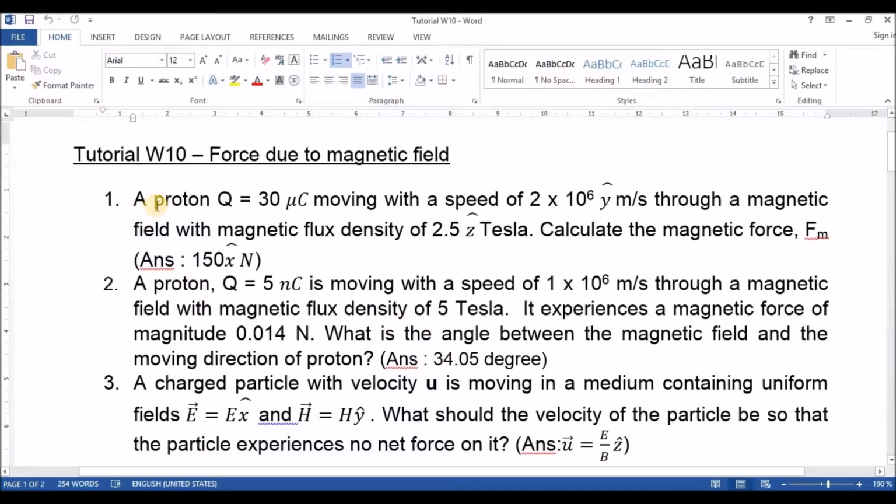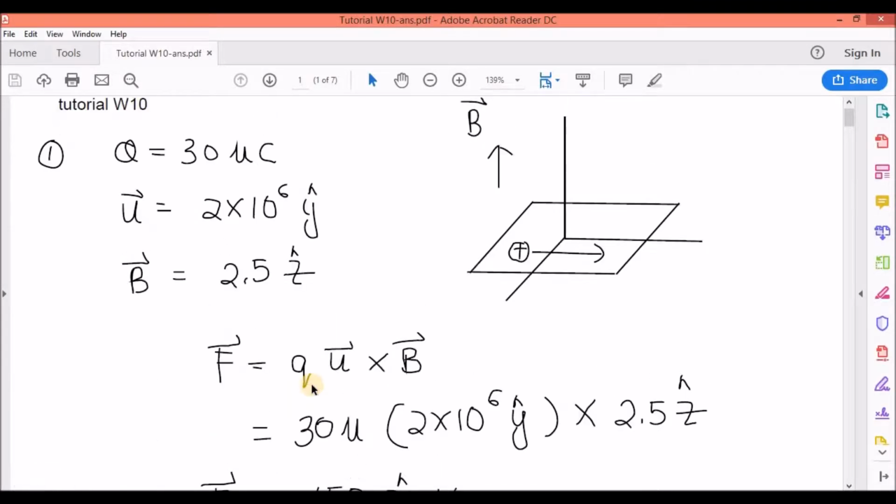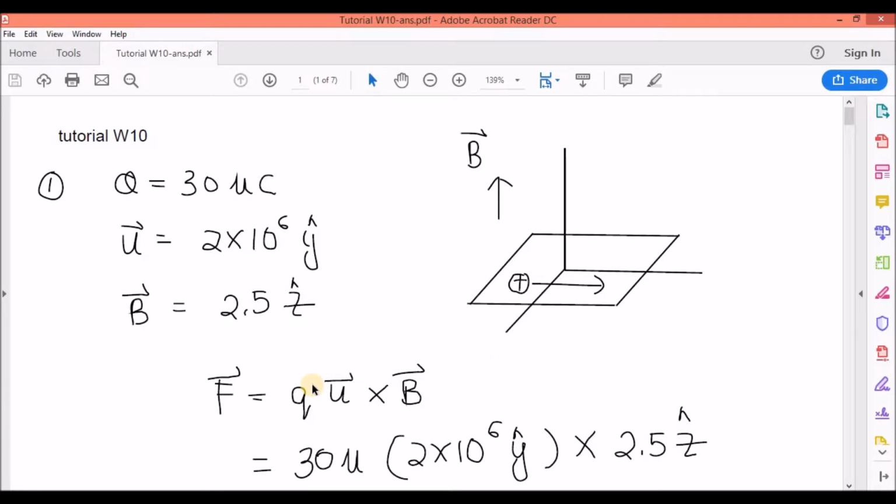For the first question, a proton with charge Q is moving with a speed of 2 × 10⁻⁶ in the y direction through a magnetic field with magnetic flux density B, okay, 2.5 unit vector z Tesla. So you have to calculate the magnetic force Fm for this case. So let's look at what we have. What is the information from the question?